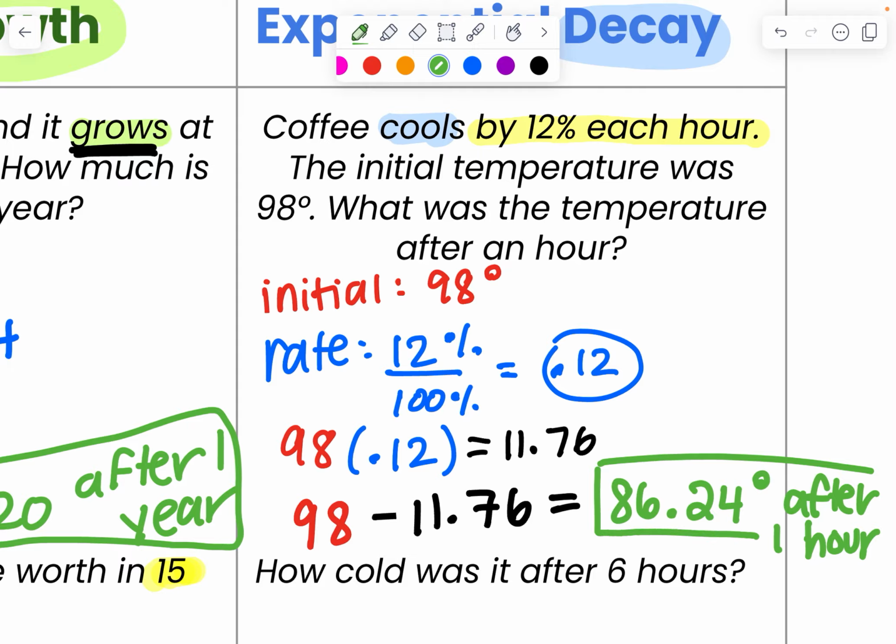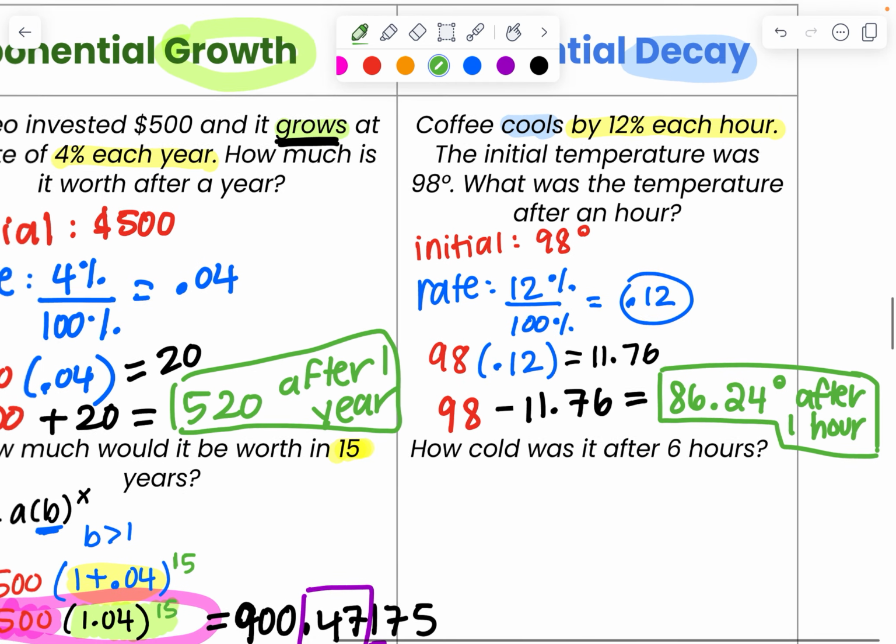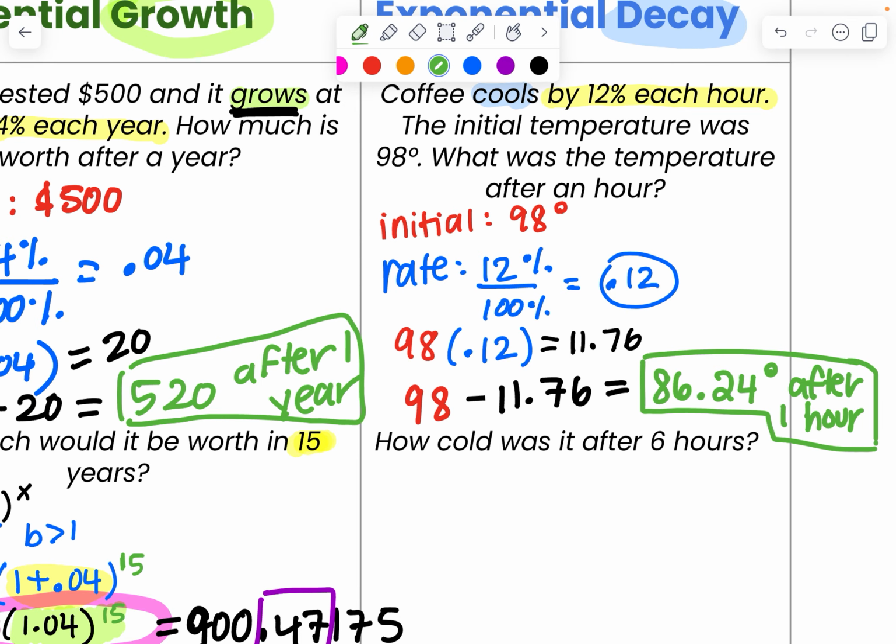And again, I could keep doing this over and over. Going into hour 2, I'll use 86.24, multiply it by 0.12, get that amount, and minus it from 86.24. Then take that number, multiply it by 0.12, get that amount, minus that from that number that we had before, and keep going on this endless cycle.